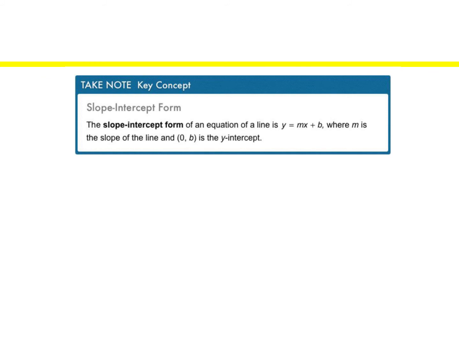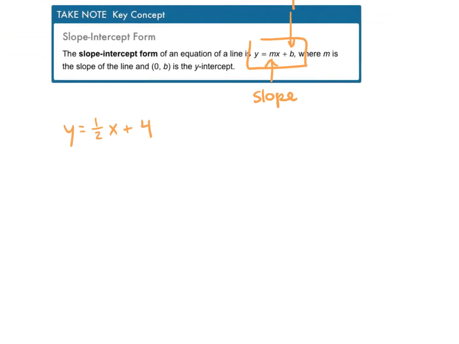So to write an equation of a line in slope-intercept form, that would be y is equal to mx plus b, where m is our slope, so we just figured out how to find the slope, and b is our y-intercept, so it's where our graph crosses the y-axis. So let's say I had an equation that was y is equal to 1/2 x plus 4. And it asked me to graph.